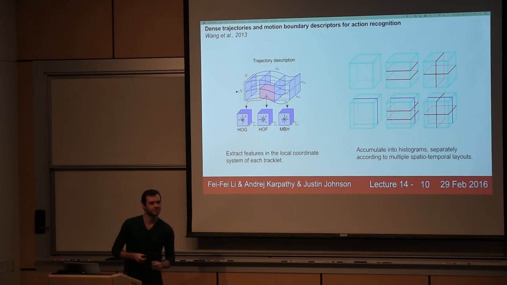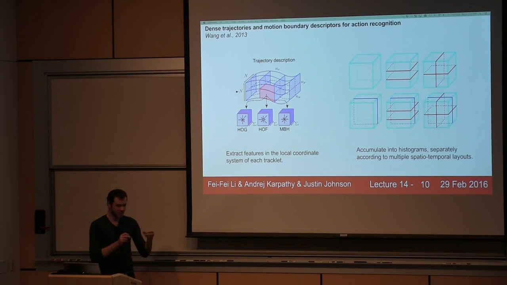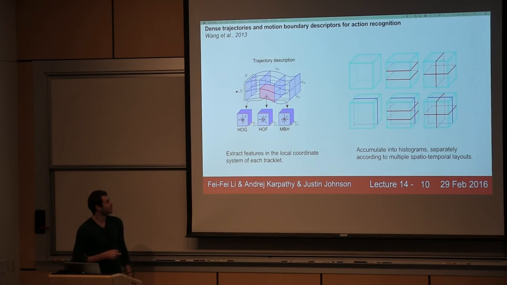Question? How do you define a tracklet? Yeah, so tracklet, just think of it as it's going to be 15 frames. And it's just XY positions. So 15 XY coordinates. That's a tracklet. And then we extract features in the local coordinate system.